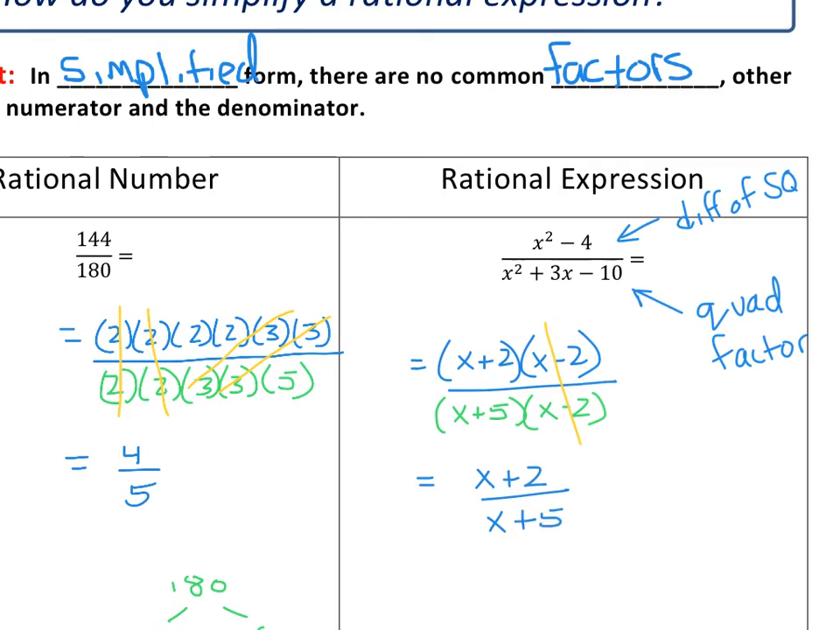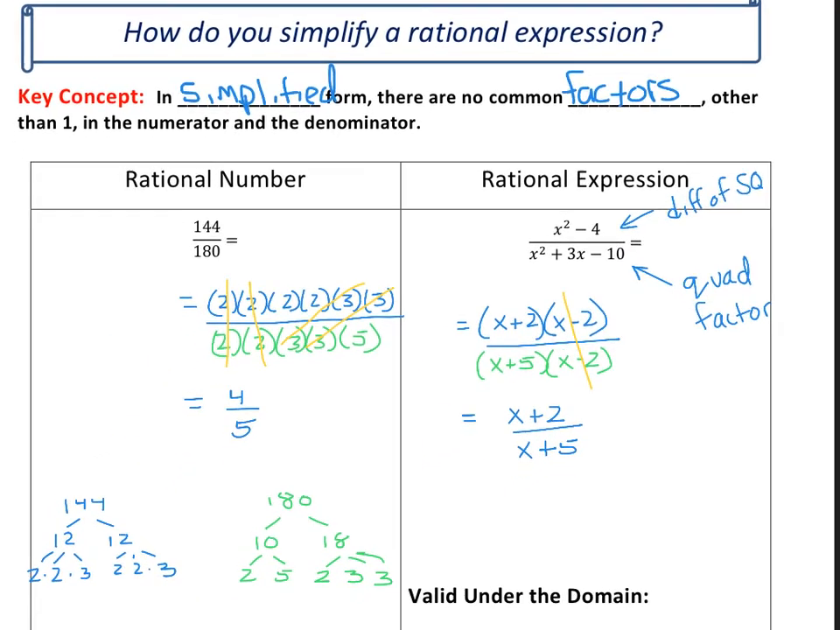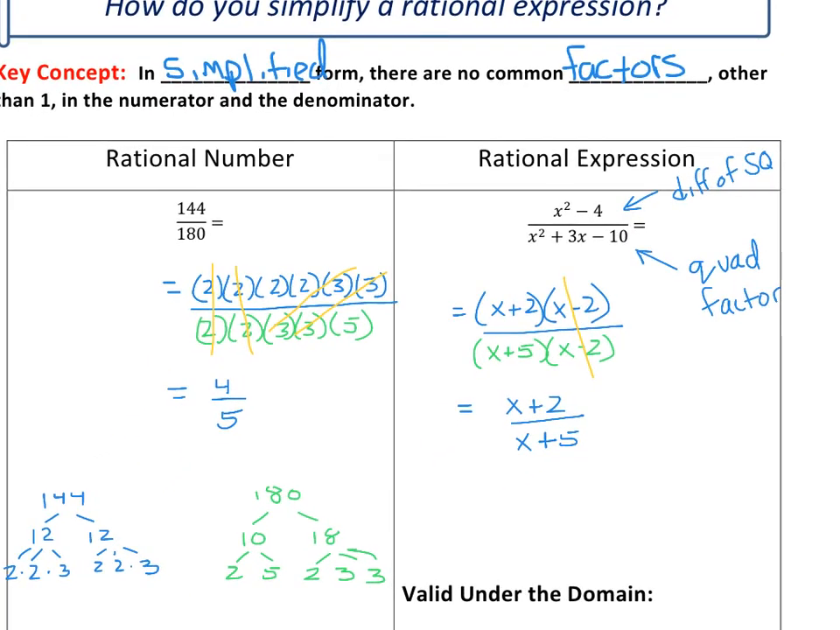Now, just like rational numbers, we need to worry about what that denominator looks like in a rational expression. For example, in a rational number, we could never have 4 over 0. We never can have a 0 in the denominator of a fraction. And the reason for that is it results in an undefined expression.